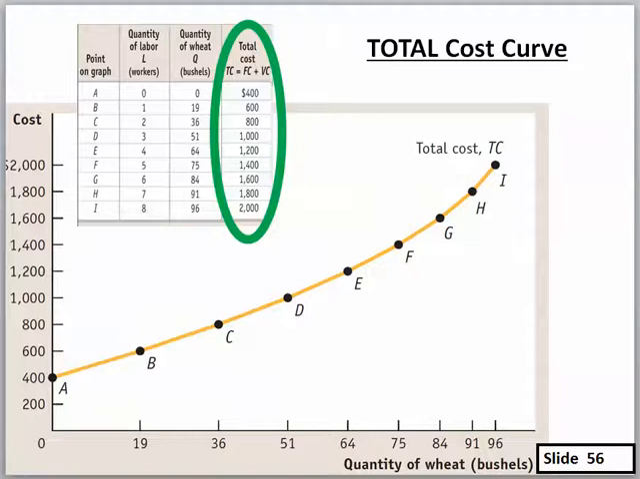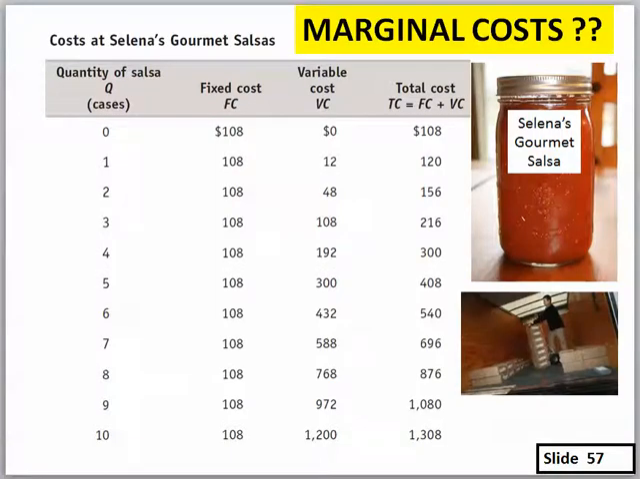Now, I'm going to ask you to shift gears one more time. We're going to abandon our wheat example, and we're going to go look at something else called salsa. And again, these examples should be in your textbook if I'm not mistaken. But what I want to do now is get to another way of measuring cost, what we call marginal cost.